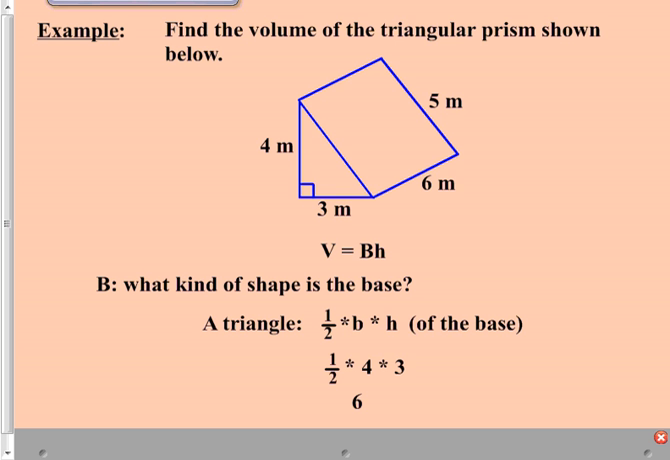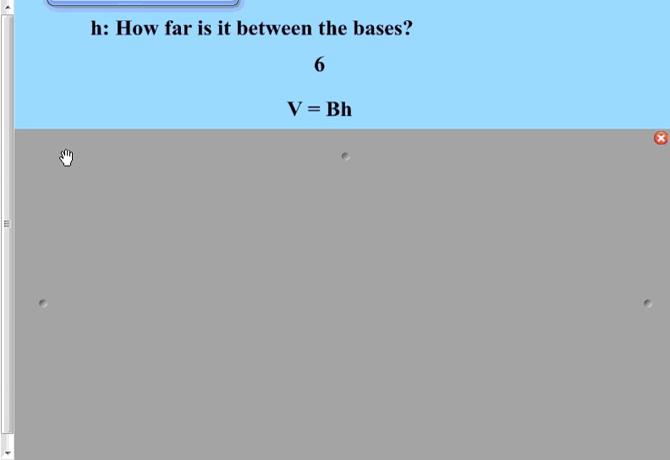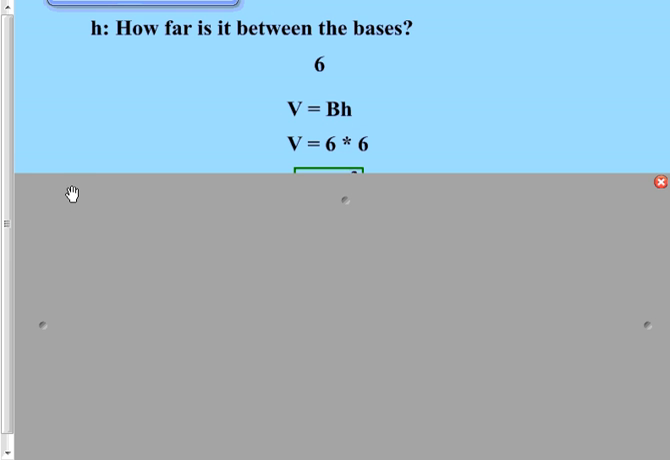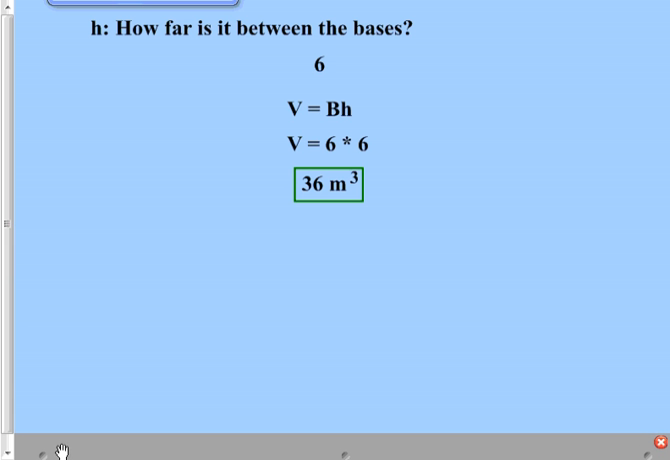So how far are those two triangles apart? Reading from the picture, they would be 6 meters apart. So it will be a 6 in this case for h. And then all we have to do is plug into our formula. Volume equals the area of the base times the height of the prism. We already found that the area of the base was a 6, and the height of the prism also happens to be a 6. And 6 times 6 is 36. And again, this is a volume calculation, so our answer is in the third dimension, 36 cubic meters.